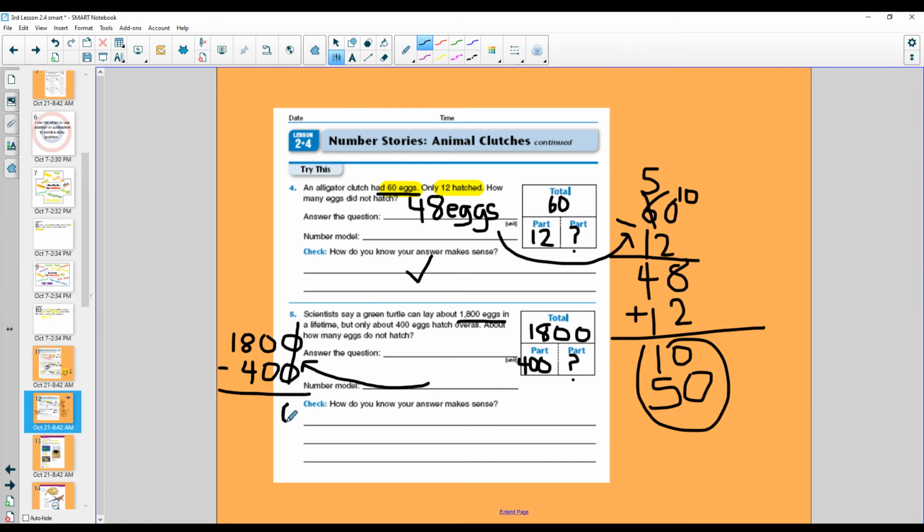0 minus 0 gives me 0. 0 minus 0 gives me 0. 8 take away 4 gives me 4. And 1 minus nothing. Does this make sense? 1,400 eggs do not hatch? Well, let's think. 4 plus 4 here would give us 18, and that's our total.